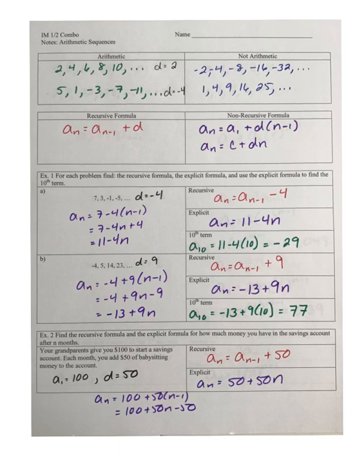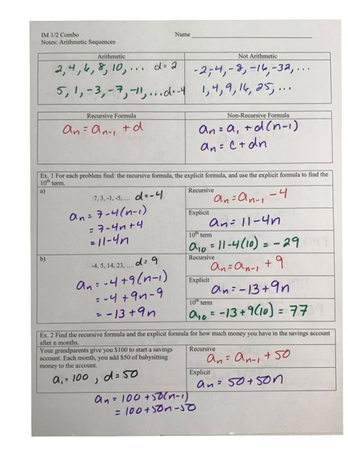times, well, how many times did we add it? Well, for the second term, we only added it once. For the third term, we added it twice. For the fourth term, we added it 3 times. So you're actually adding it n minus 1 times. So that's the formula we use, but we don't leave it in that form.